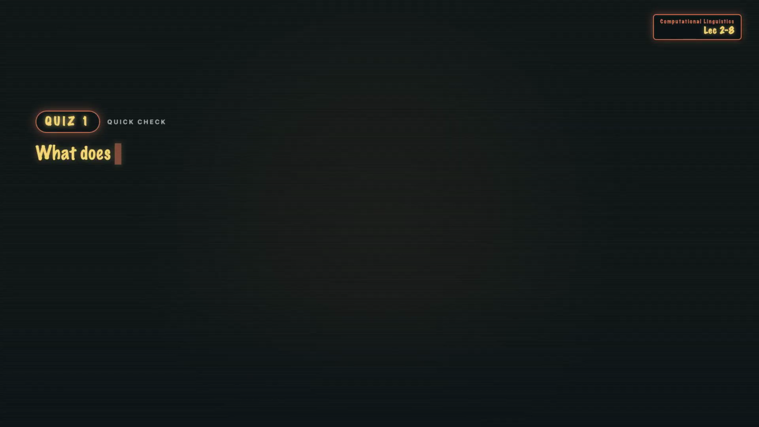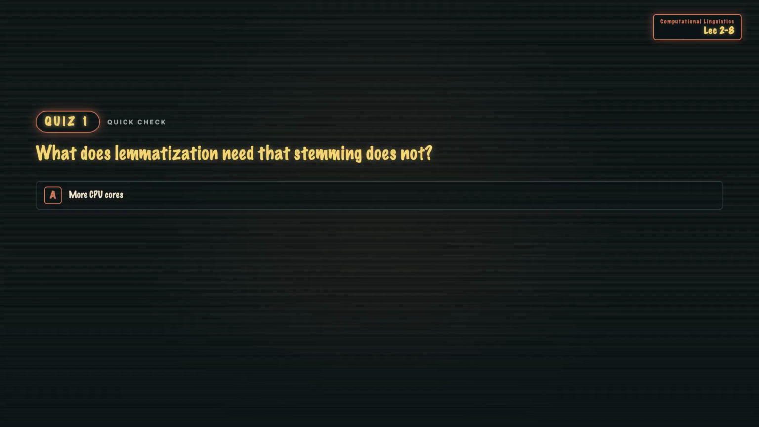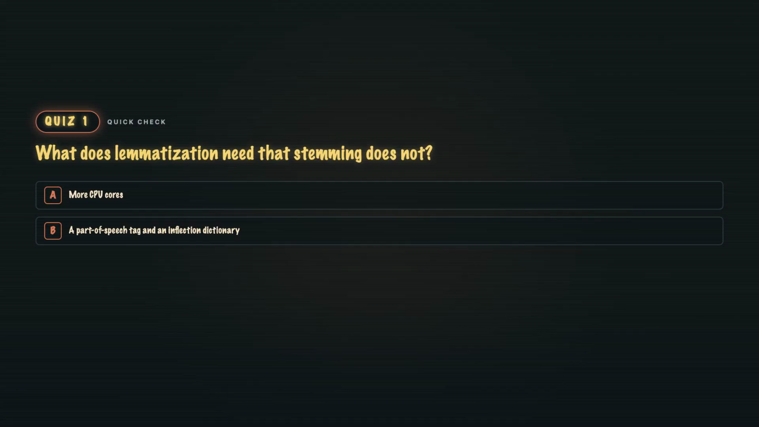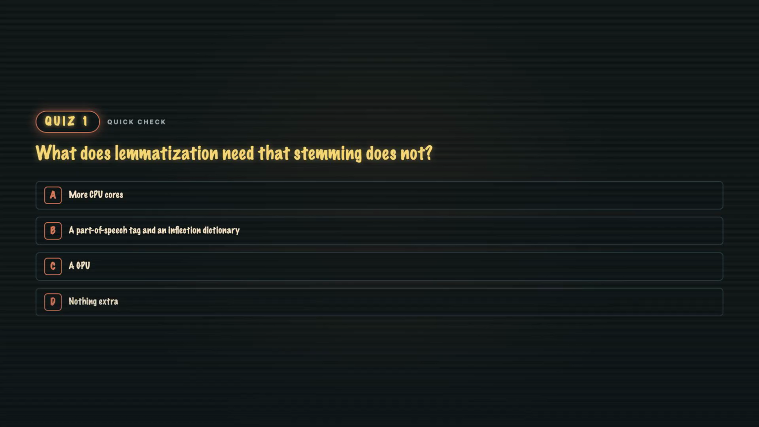Quiz 1. What does lemmatization need that stemming does not? A. More CPU cores. B. A part-of-speech tag and an inflection dictionary. C. A GPU. Or D. Nothing extra.